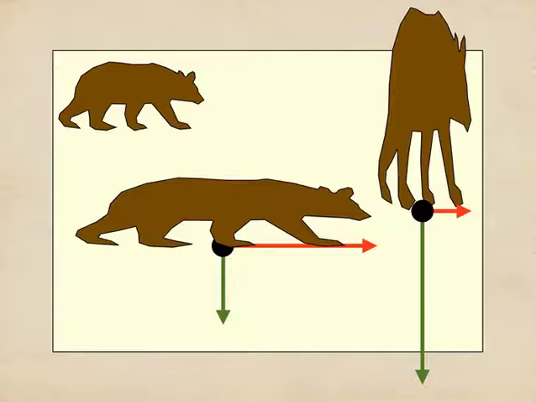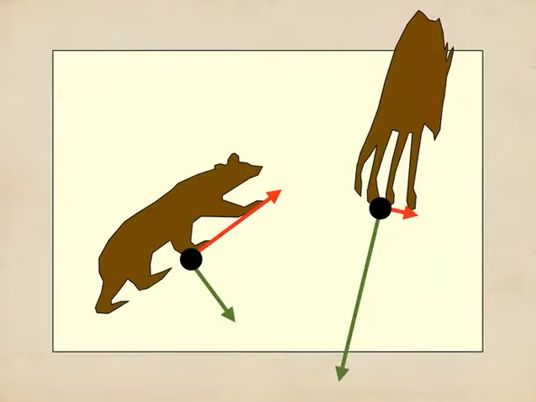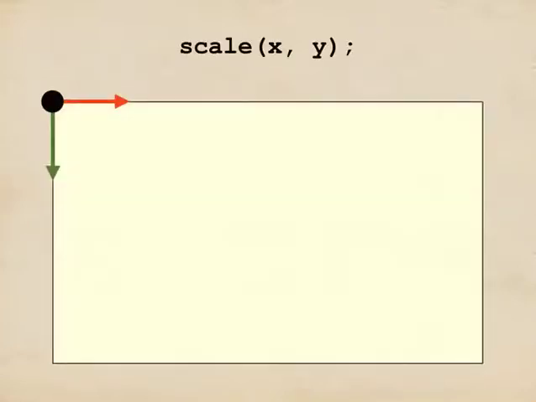Of course, we can mix this scaling in with rotation as well. So here I've translated, rotated, and then scaled each of these systems, and I get bears that are translated, rotated, and scaled. You won't be surprised to learn that the name of the function call that does scaling is scale. It takes 2 arguments, x and y, and this tells Processing how much to scale the x-axis and the y-axis. These 2 numbers are used to multiply the lengths of x and y. Let me show you what I mean.